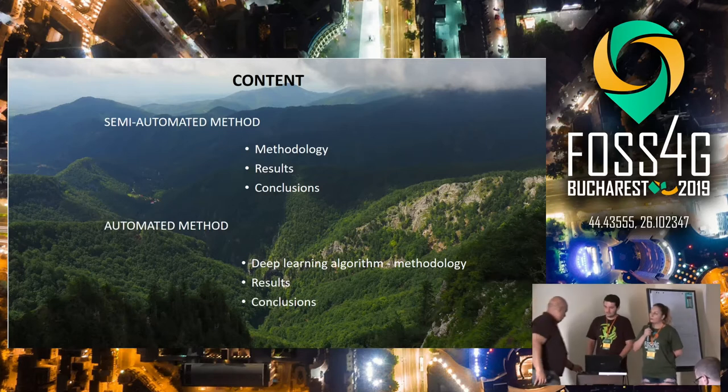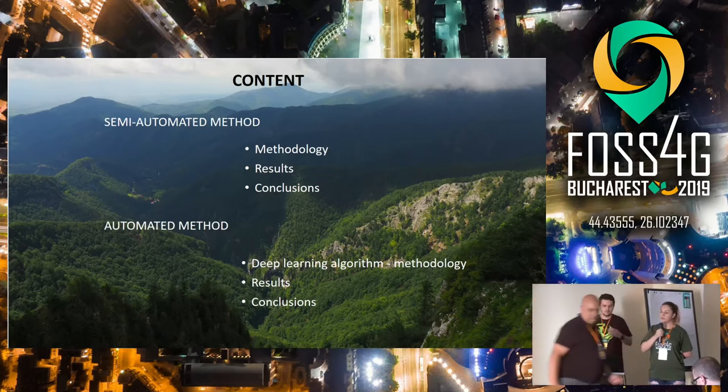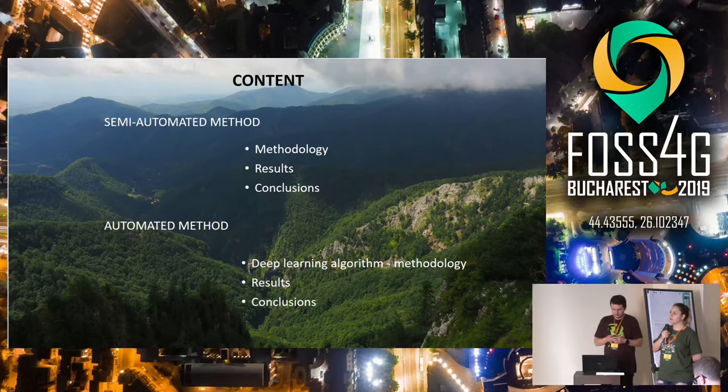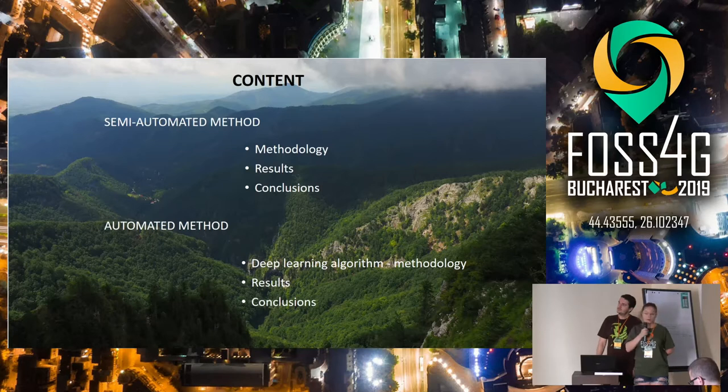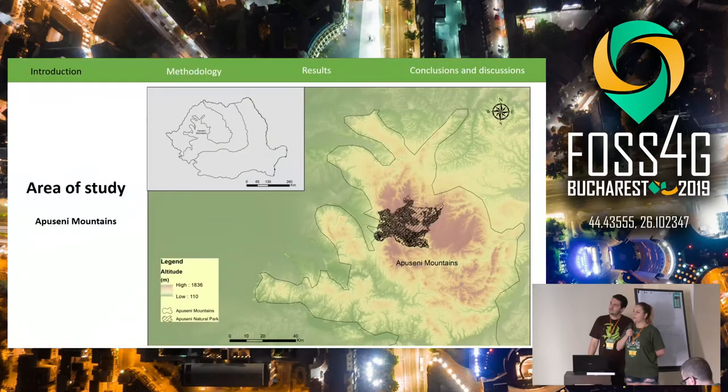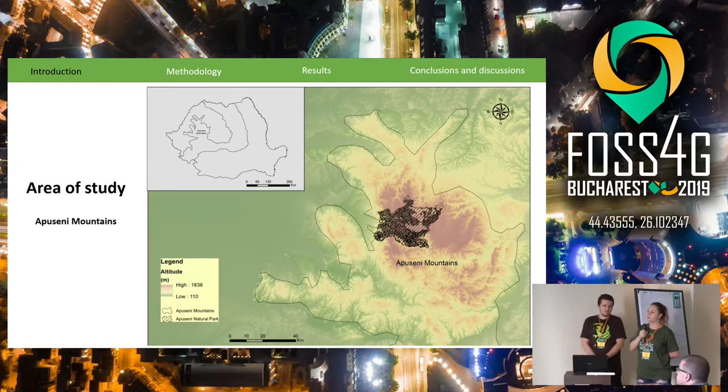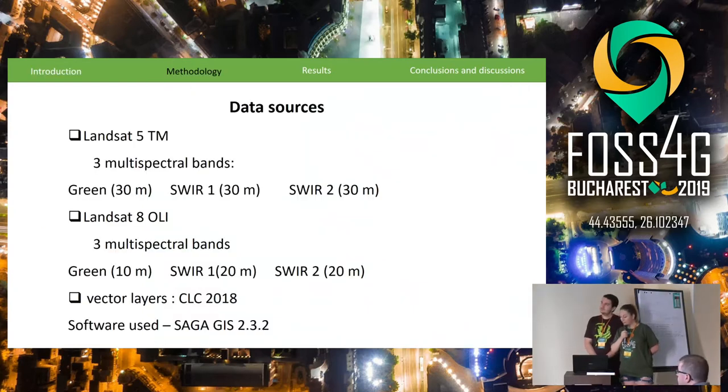Okay, so what we have tried to do is to combine a semi-automated GIS method with an automated deep learning method. For the semi-automated method, this is the study area. It's the western part of the Carpathian Mountains from Romania, the Apuseni Mountains more exactly. The data sources that we have used were Landsat 5 TM and Landsat 8 from the years 1992 and 2019.